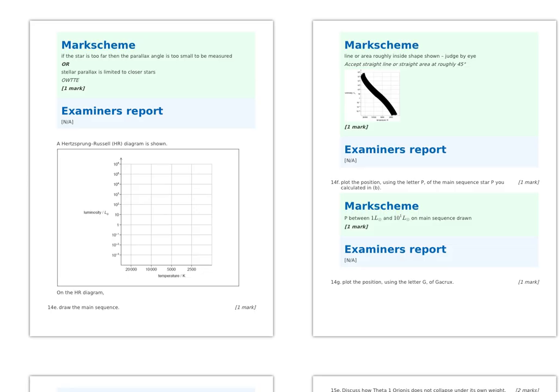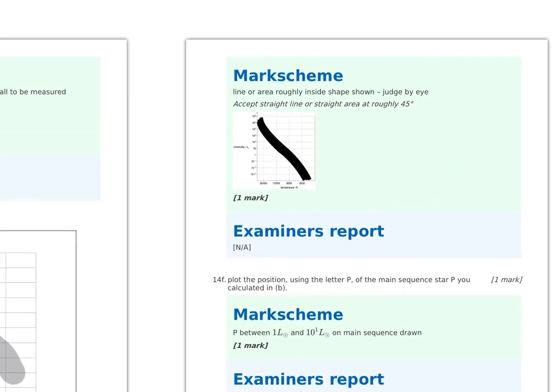14E wants the main sequence on that HR diagram. Got to make sure you get the center where a star would be, where the sun would be. And it's kind of like a wavy S situation, not like that. Maybe something that looks like that. Here's the mark scheme.